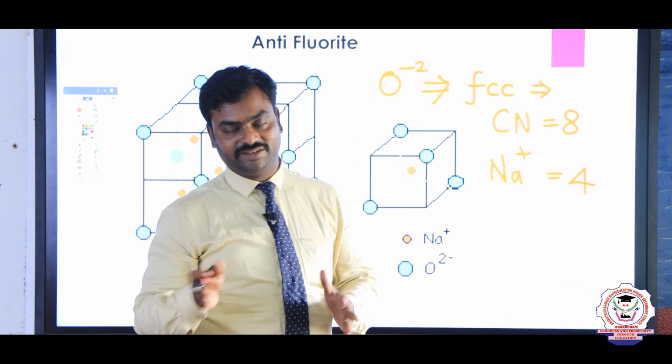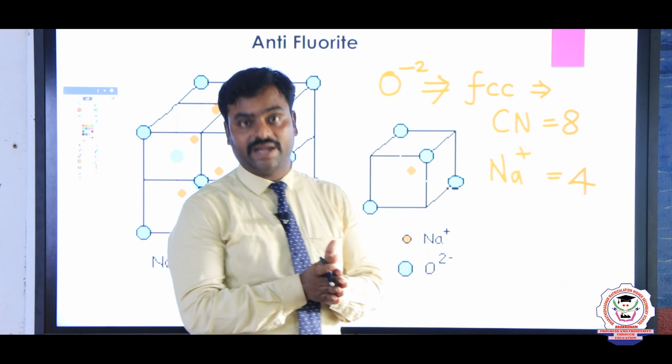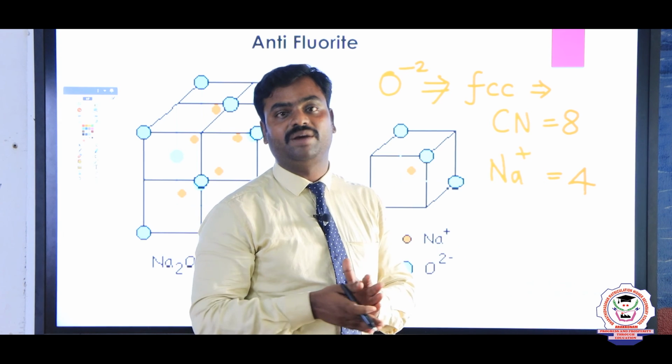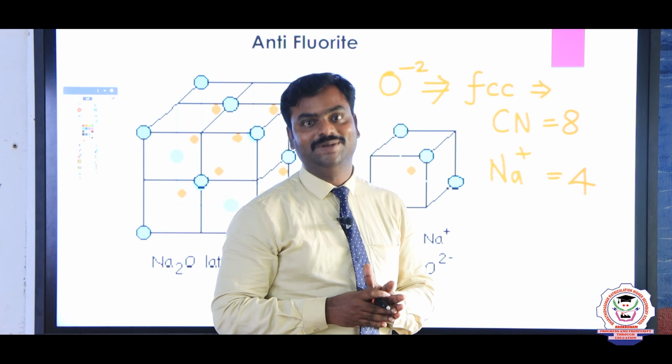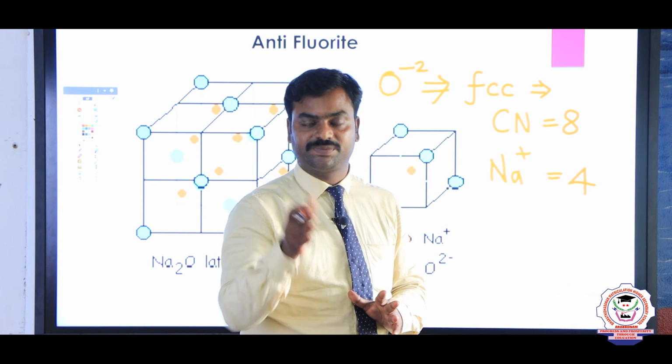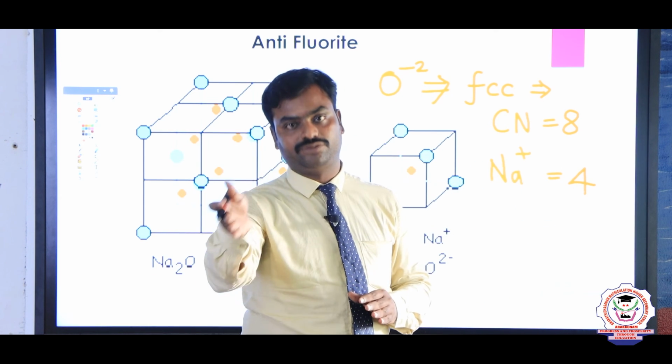In the fluorite structure, the positive ion is forming the FCC unit cell, but here the negative ions are forming the FCC unit cell. So the structure is called antifluorite. So this is the difference between fluorite and antifluorite.